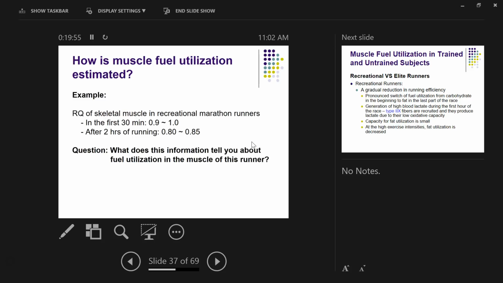What type of energy fuel does this runner use during the early stage, like the first 30 minutes? Yeah, more carbohydrate, right? And what about the later stage, after 2 hours? Then they switch to utilize more fatty acids, right? So I wish you will be able to use this RQ information to tell the fuel utilization switch during the time, right? And also, based on the RQ measurement, you are able to make a comparison between two individuals, which individual is able to utilize more fat or carbohydrate or whatever, right?